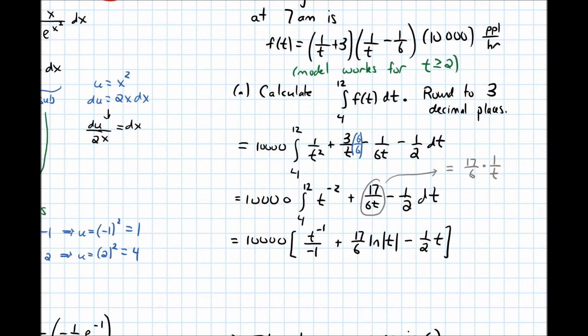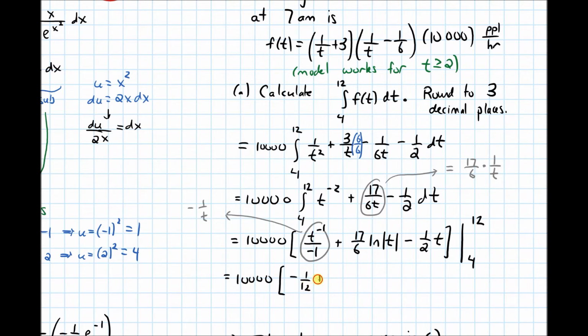Okay, and now I put my vertical line to indicate I need to plug in 12 and I need to plug in 4. So let's plug in those values. So we get 10,000 all in front. And first let's plug 12 into this thing. So if we rewrite this term, t to the negative 1, if I bring it to the denominator, this is negative 1 over t. So if we plug 12 into that, we'll get negative 1/12.